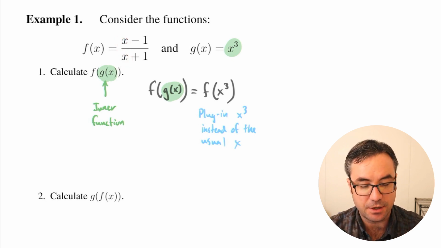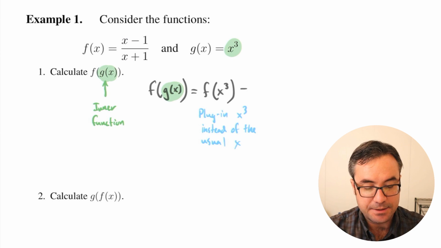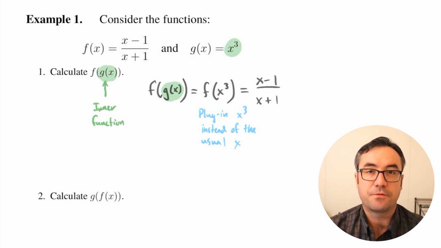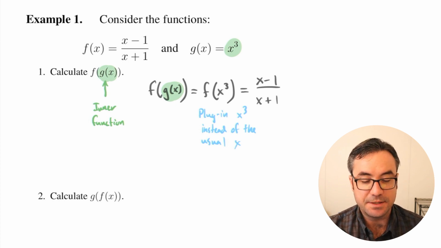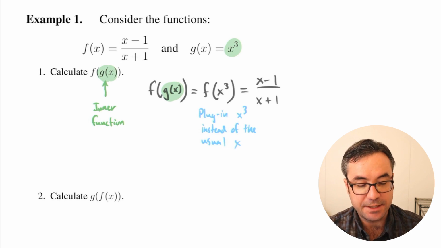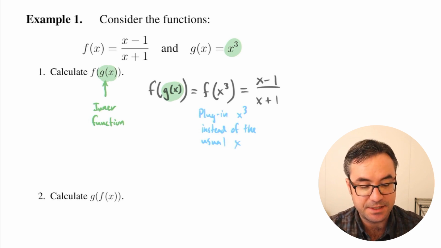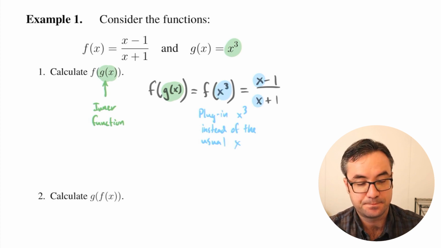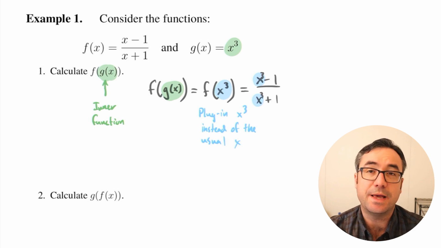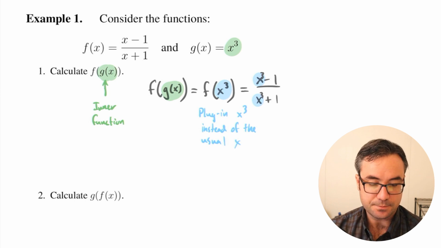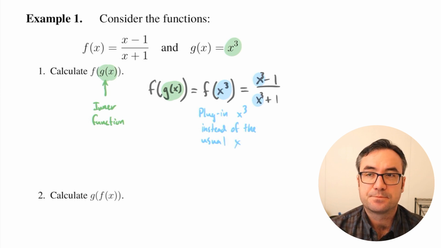So let's see what that's going to look like. Normally, function f would give us x minus 1 over x plus 1. But instead, we're going to replace each of these x's that we see here with x cubed. So we're going to get an x cubed here and an x cubed here. So it'll be x cubed minus 1 over x cubed plus 1. All right. And that's it.